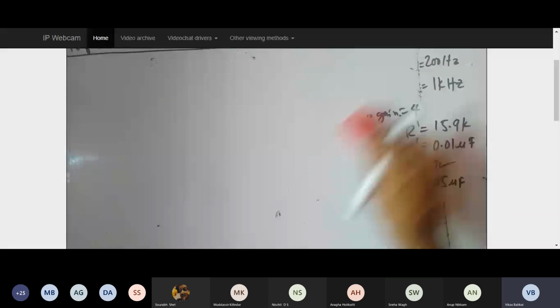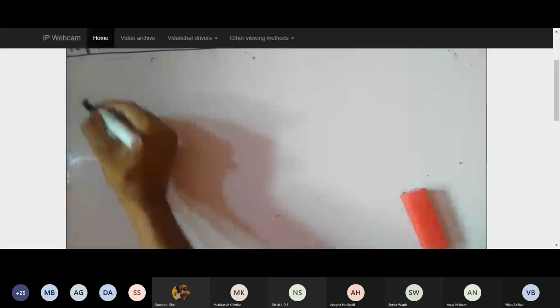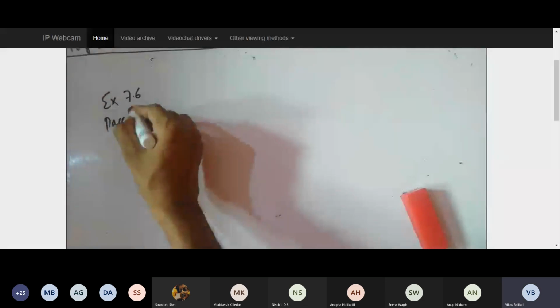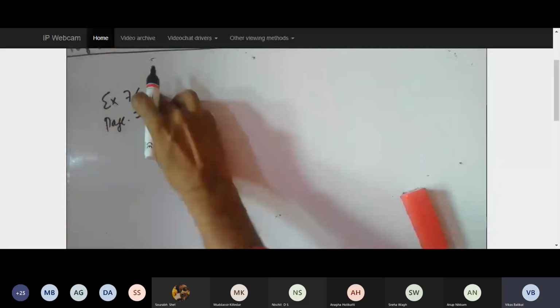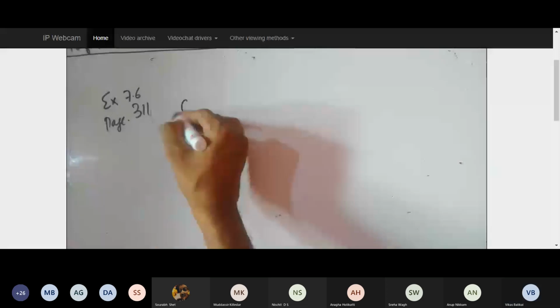I'm going to consider this particular numerical from the unsolved section, and brief you about how you are supposed to do it. This is example number 7.6, page number 311. For the second order high pass Butterworth filter, he has given the C2, C3 values, R2, R3 values, and even R1 and RF. All the values are given, and he is asking you to calculate the lower cutoff frequency FL.